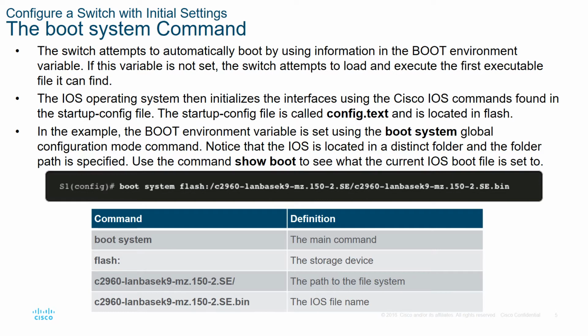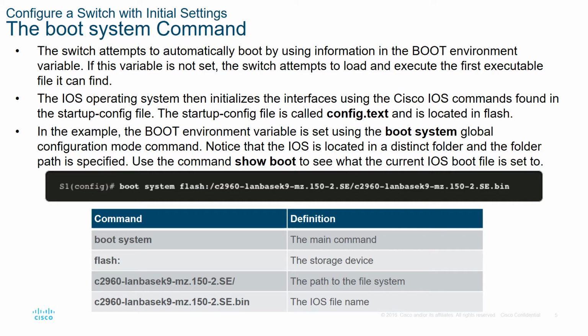For that, we will see this example. If you look at this example, you can see the command S1(config)#. You know that S1 represents the device name, that is switch 1. Config hash represents the global configuration mode, followed by the boot system command. The boot system command is divided into four parts. The first part is the main command. Boot system is the first part, which is the main command, followed by the second part.